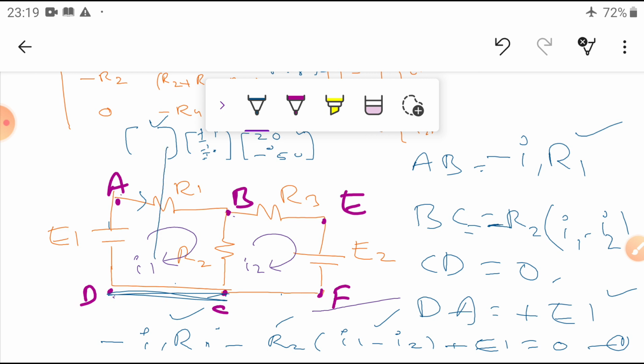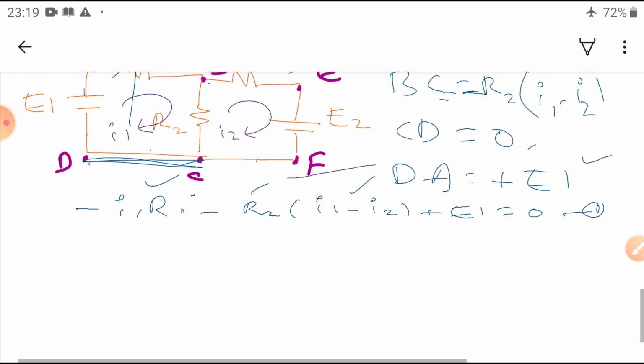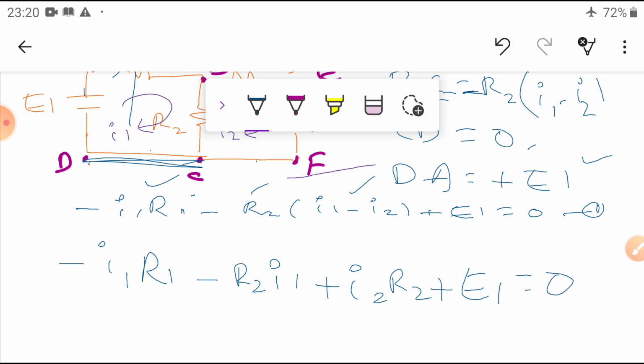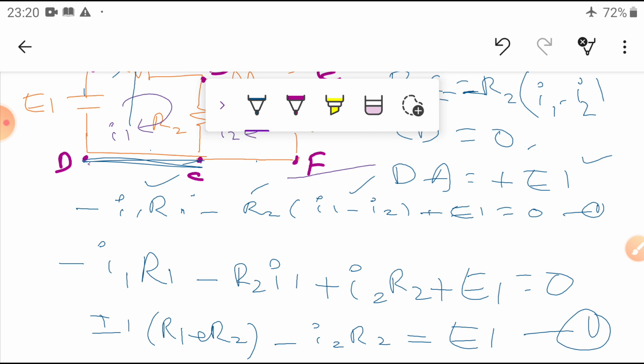So what equation are you going to get by simplification? Here minus I1 R1, minus R2 I1, minus into minus plus I2 R2, plus E1 is equal to 0. This is the simplified equation. So we get I1 into (R1 plus R2) minus I2 R2 is equal to E1. This is the first equation. Okay, simple equation: I1 (R1 plus R2) minus I2 R2 is equal to E1. You got the first one.